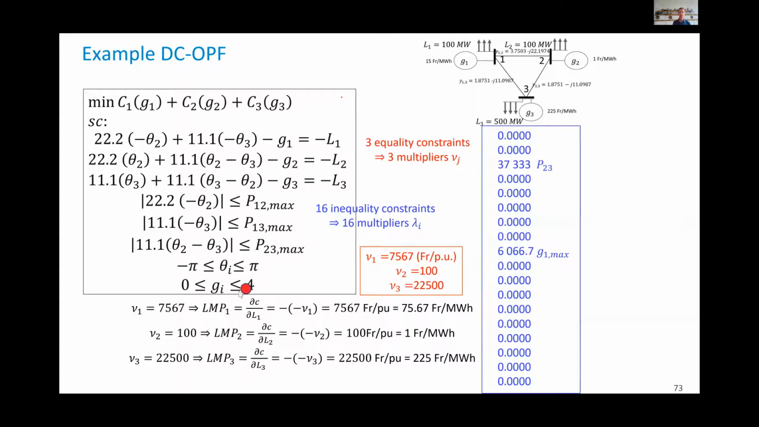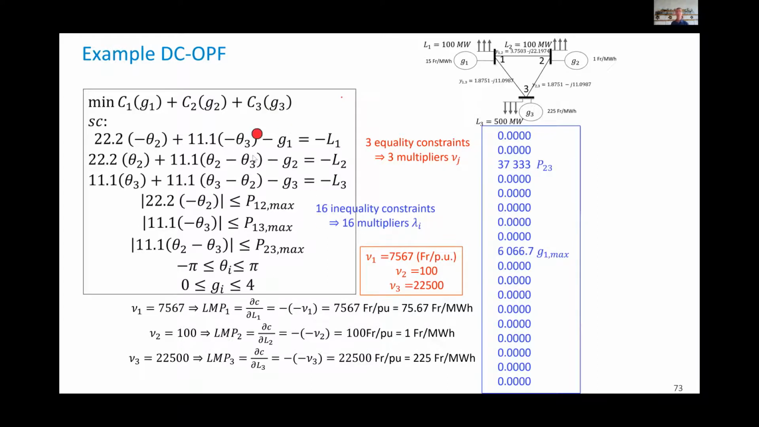Why do I have 16 in total? Here I have 6 inequalities. Then I have 3 times 2, 6 inequalities for the lines, then 2 times 2, 4 inequalities. Theta 1 is 0. And here I have, for the generation, 2 inequalities times 2. So in total, I have 16 Lagrange multipliers.